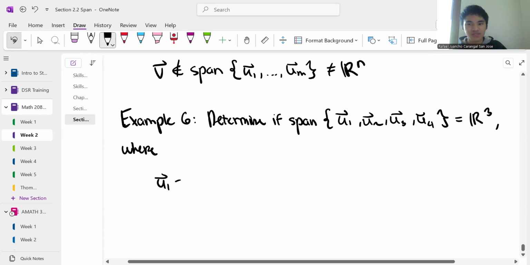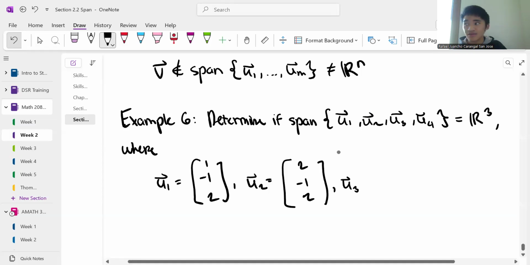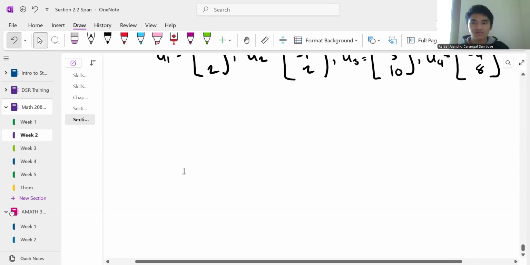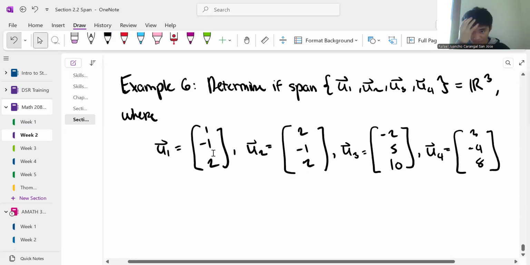Okay, now we write out what each of these are. Since it's in R3, we're going to have 3 components, right? Okay, u sub 2 is 2, -1, 2. Then u sub 3 is something like -2, 5, 10. Then u sub 4 is 3, -4, 8. So we have these 3 vectors. Do they span R3? How do we know, right?